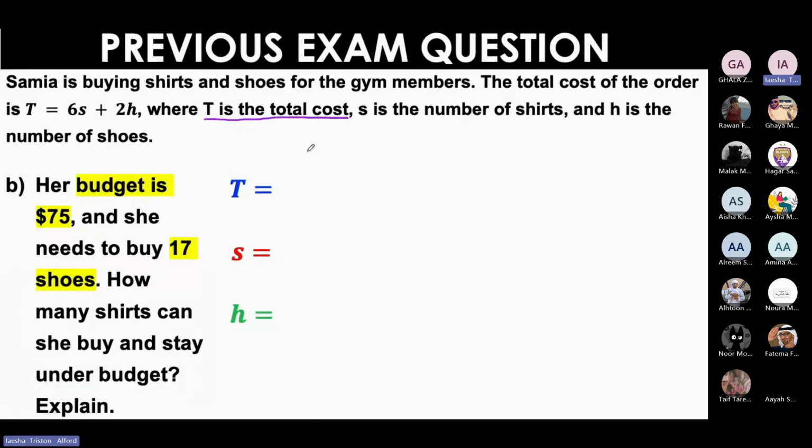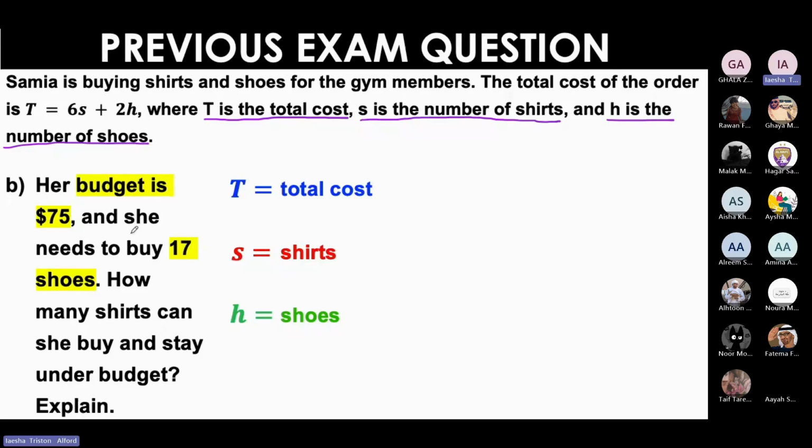So in the exam paper, you need to write T is the total cost, so you're not getting confused. S is what? The number of shirts. So then you write shirts. And H is? The number of shoes. Okay, so then you put shoes. Make it easy for yourself, right? Write everything down so it's clear. They give you plenty of space in the writing to write everything you need to make it clear.